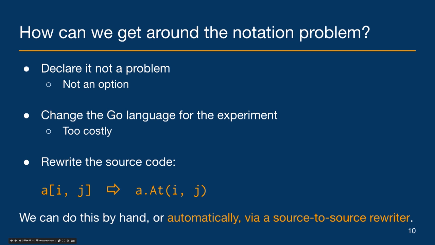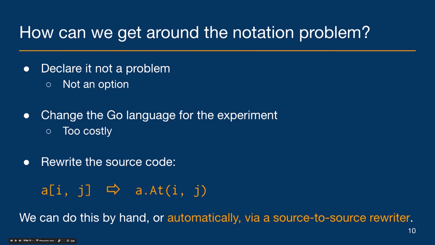So how can we get around this notation problem? There are a few solutions. We can say it's not a problem, and some people might be okay with that, but it's probably not a good answer in the long run. We could go and actually change the Go implementation, but that's a very costly way just to see if our design is okay.